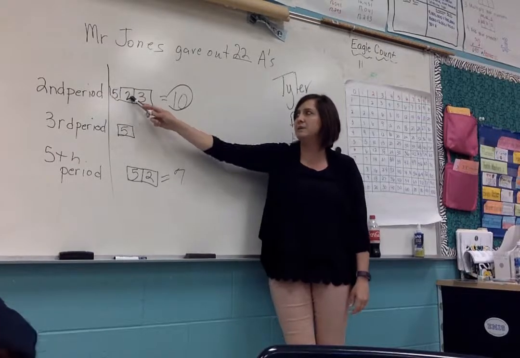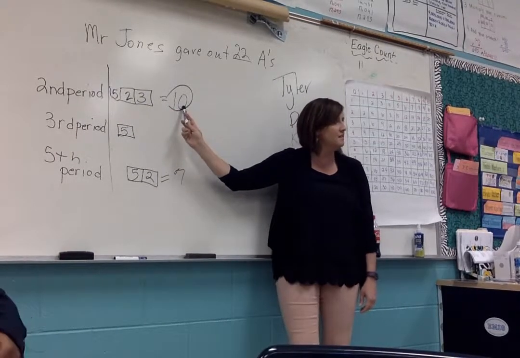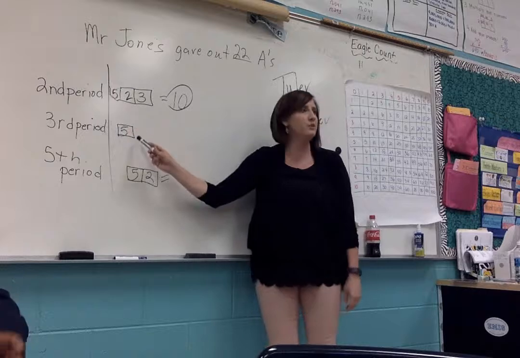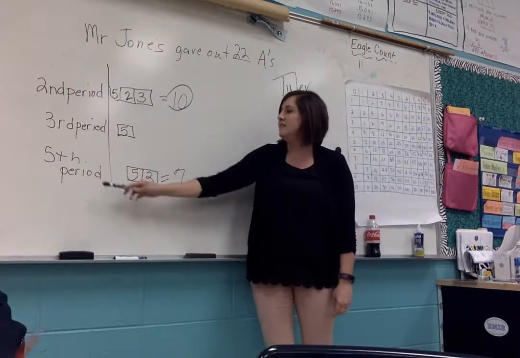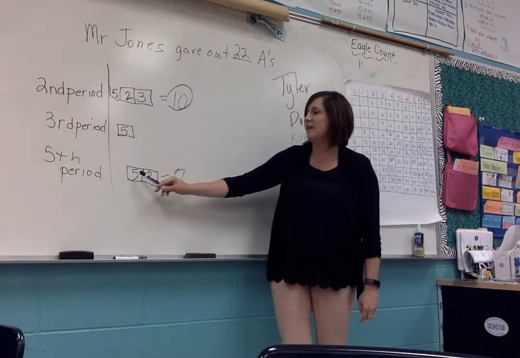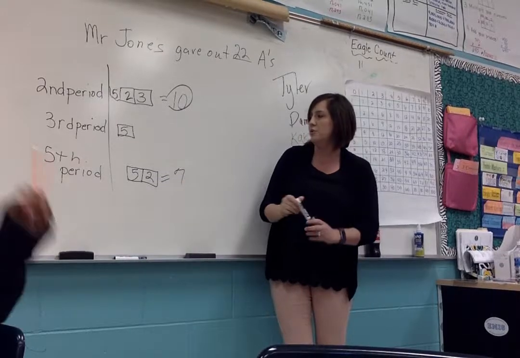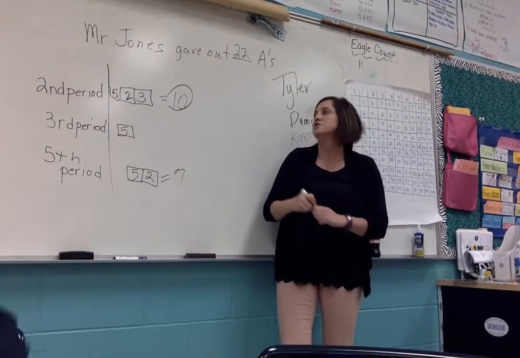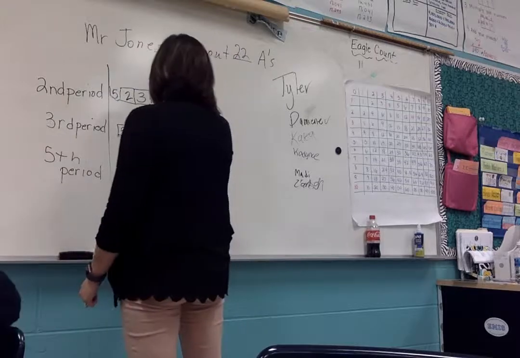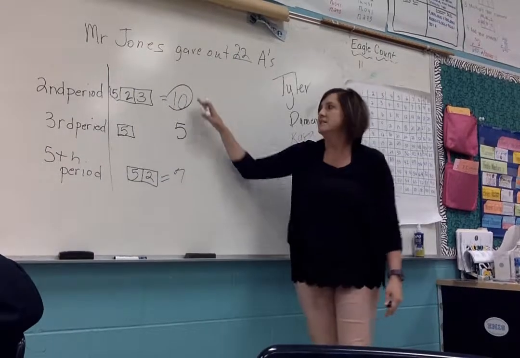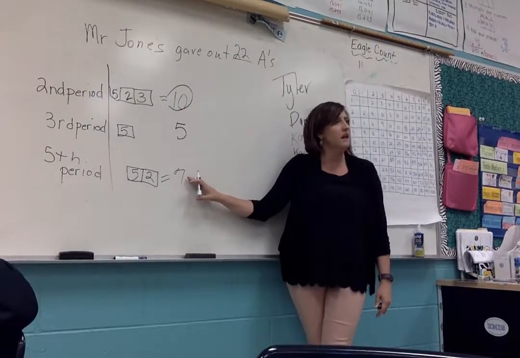Any other questions that I can go over with this? Cadence. I thought that the 17. 10 plus 5 is 15, 5 plus 7 is 12, and then 1 plus 1 is 2. Is that helpful?